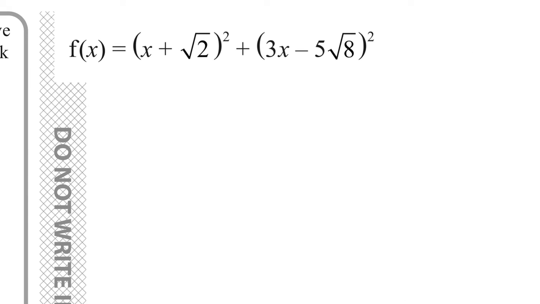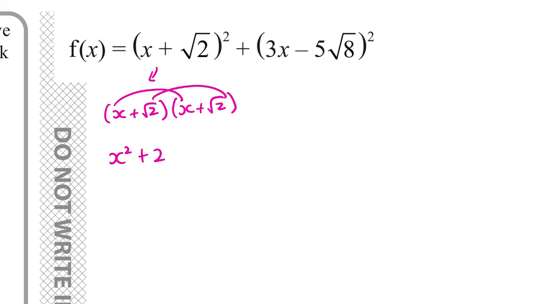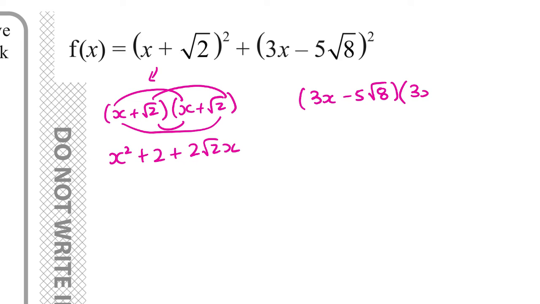Right then, so first of all, I'm going to expand this one. So x plus root 2 squared is x plus root 2 times x plus root 2. We're going to have x squared plus 2 plus 2 root 2x, and that's because I've got root 2x plus root 2x. We should be all happy doing this in our heads, right? Now the next one, 3x minus 5 root 8 squared.